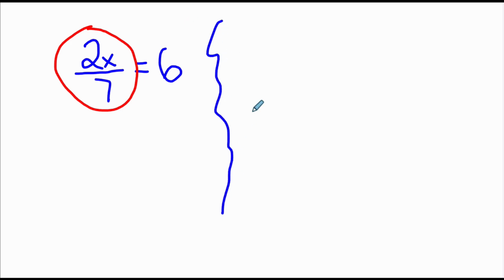I'm going to rewrite it on the right side of the screen. This is the same thing as 2/7 times x equals 6. So these two equations mean the exact same thing. The right side of the screen, I think, is a little easier for some people to see initially. But if you can pack away in your brain that this and this are the same thing, you'll be in better shape going forward.